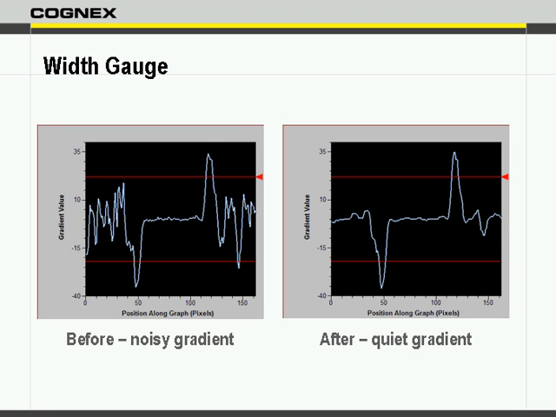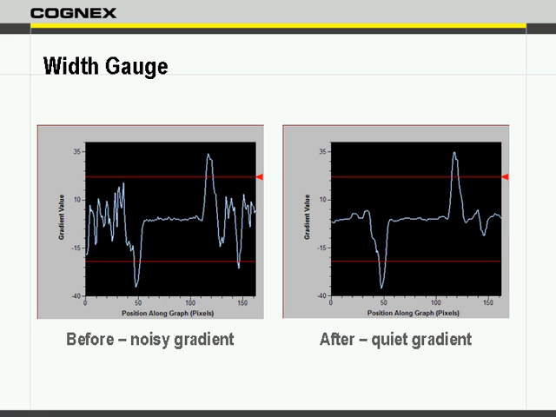Now, we got pretty much the same result in the filtered image, but you can see in the graph on the right that what we've done is we've kept those strong peaks, but we've gotten rid of lots of other noise, so that we are much less likely to pick up false edges as the inspection goes from one image to the next.